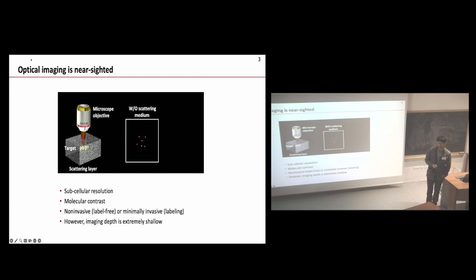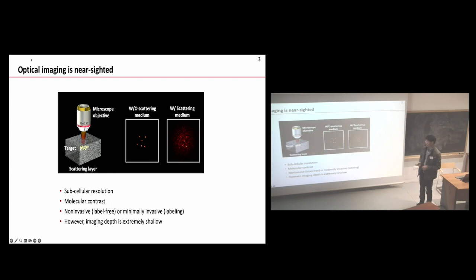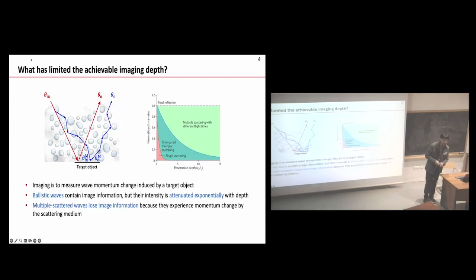As we all know, optical imaging is very powerful because it provides us with subcellular resolution, molecular contrast, and is non-invasive. But it's very susceptible to multiple scattering noise. And because of that, its imaging depth is extremely shallow. Even small perturbation by the presence of scattering medium can completely spoil the image.